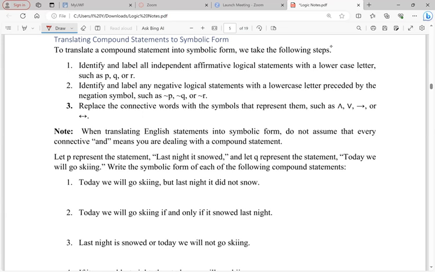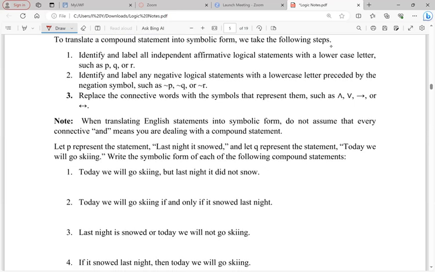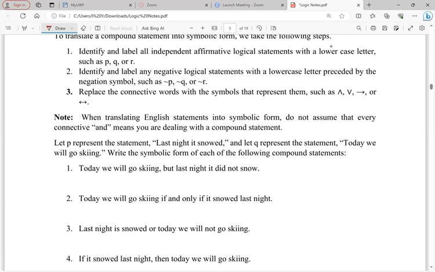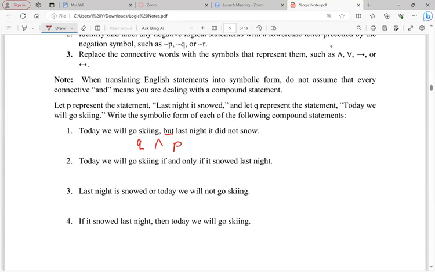So if we let P represent the statement, last night it snowed, and Q represent the statement, today we go skiing, write the symbolic form of each of the following statements. Today we go skiing. That's Q, but last night it snowed. That's P. And the connective is but. So there we go. But, conjunction.